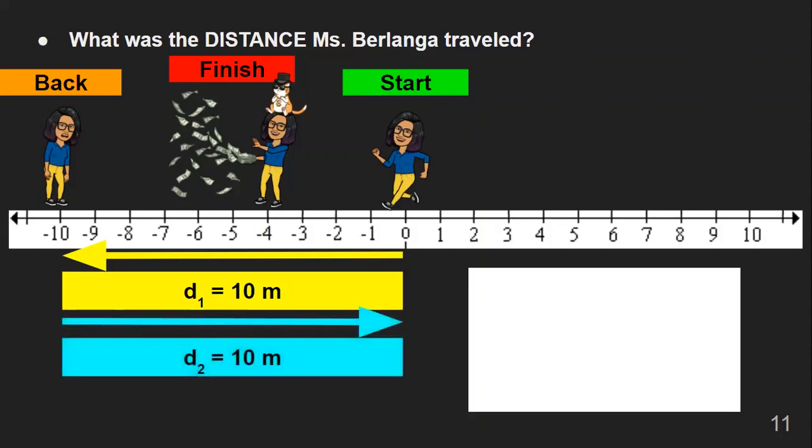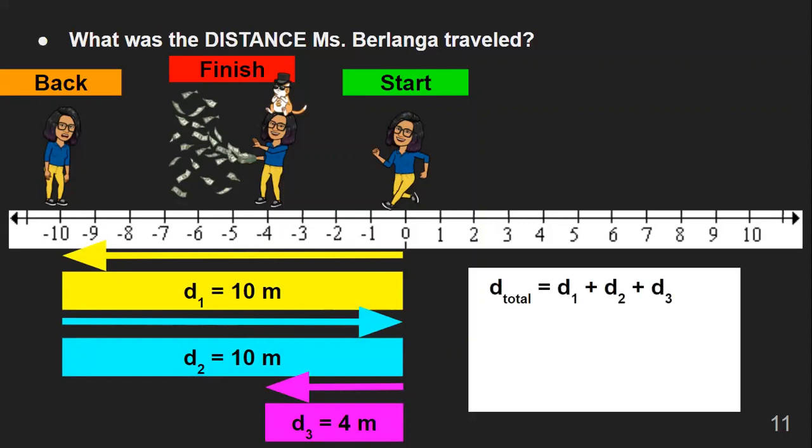Then I moved another 10 meters back to my classroom. I grabbed my car keys. And then I moved back down the hall. And this time I only made it 4 meters before I met the magical bougie cat with the pile of cash. So the total distance, I get that by just adding up the individual distances. So 10 plus 10 plus 4 is 24. So a total of 24 meters.